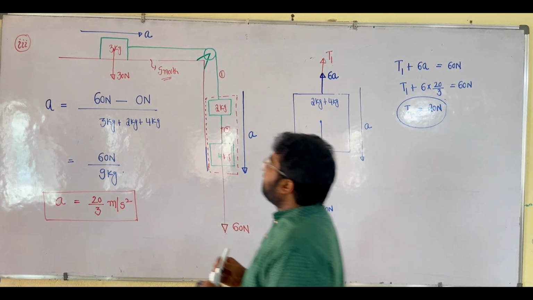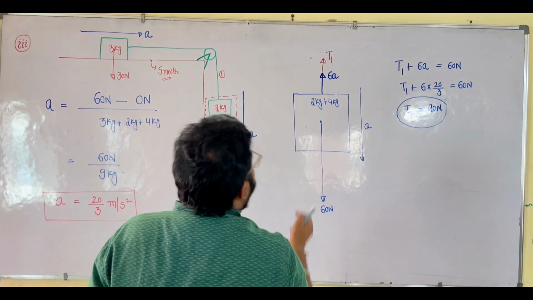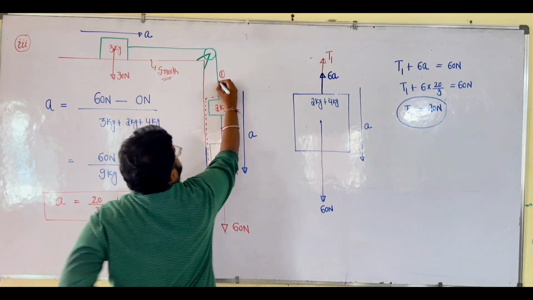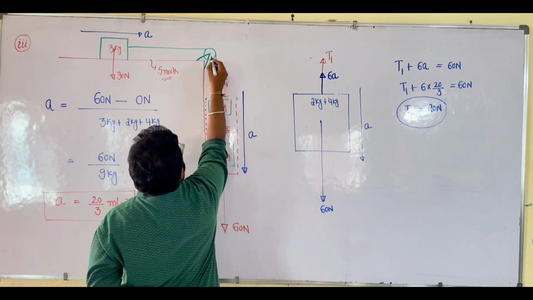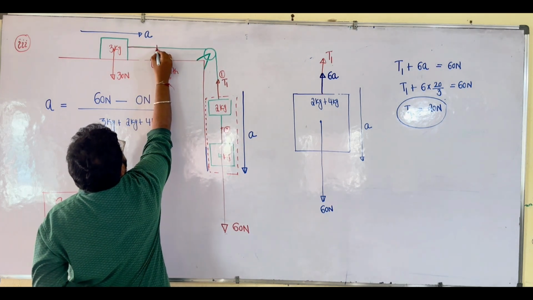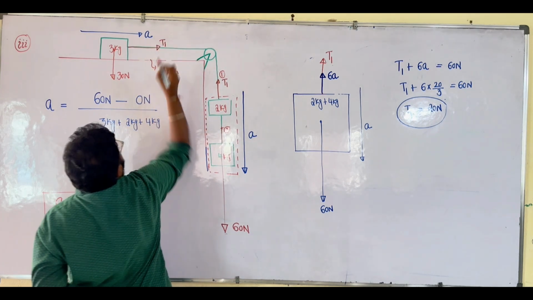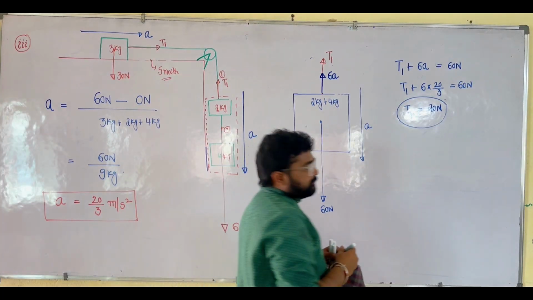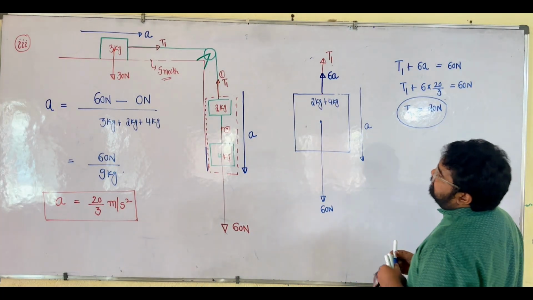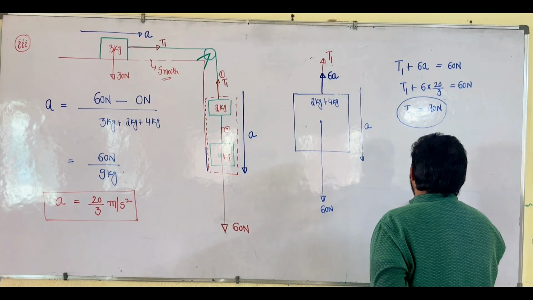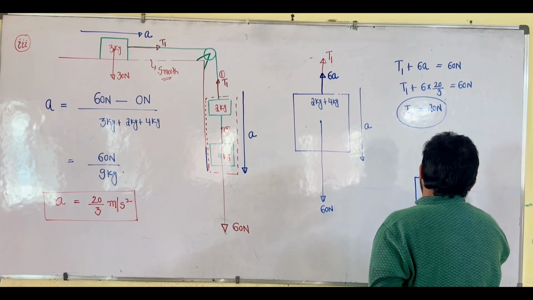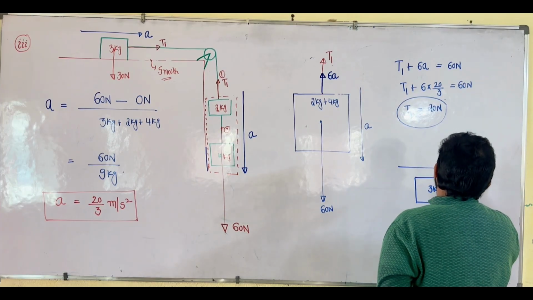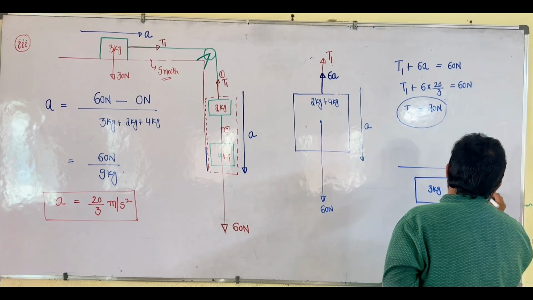Now tell me, for the other block, what is the tension in the string T1? Here the tension in the string is the same tension, that is also T1. How to calculate T1, tell me? You can take the free body diagram for the 3 kg block. This would be acceleration, this would be T1.